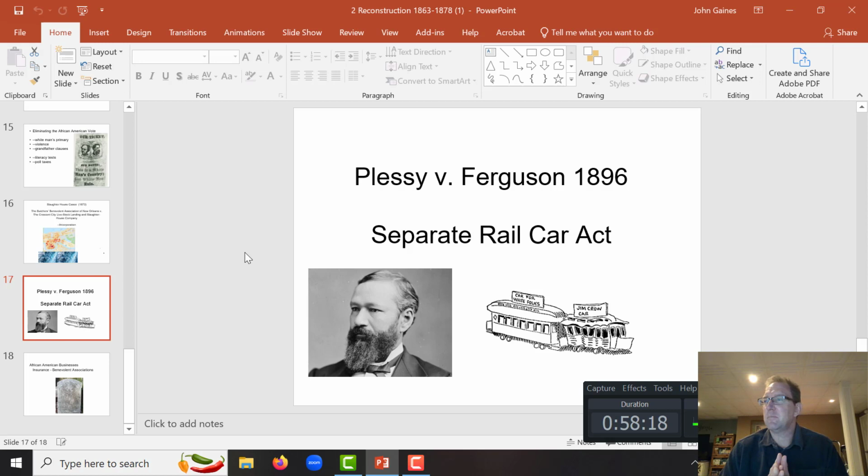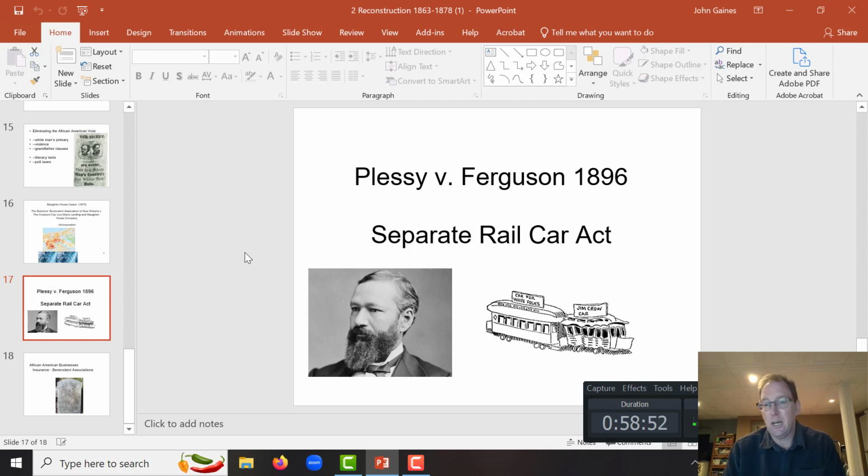When does this pass? 1890. Louisiana is going to pass a law called the Separate Rail Car Act. The Separate Rail Car Act says that railroad companies cannot put African American passengers in the same rail car as white passengers. You have to have two separate rail cars for African American passengers and white passengers.